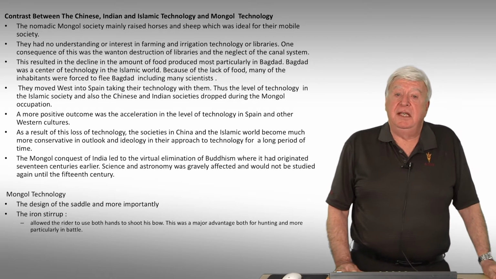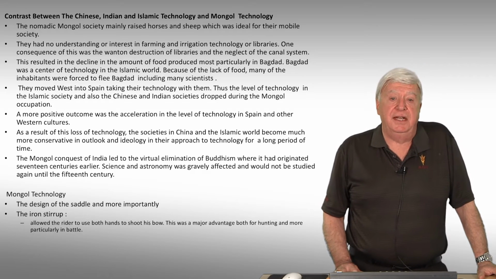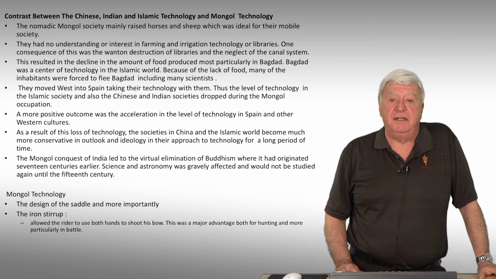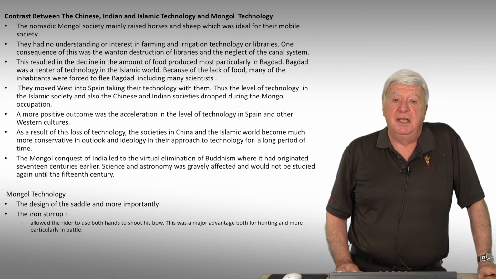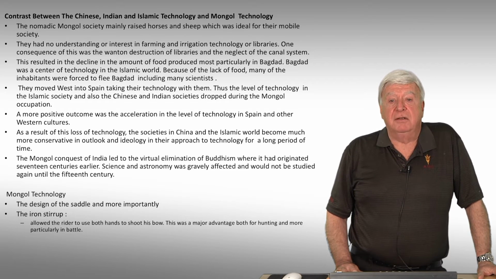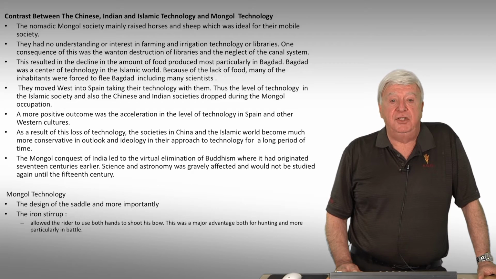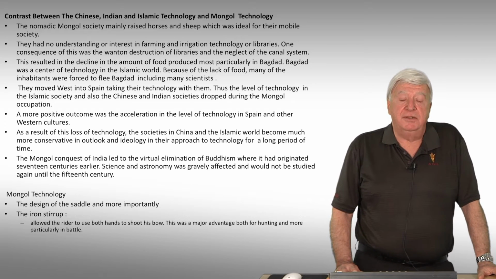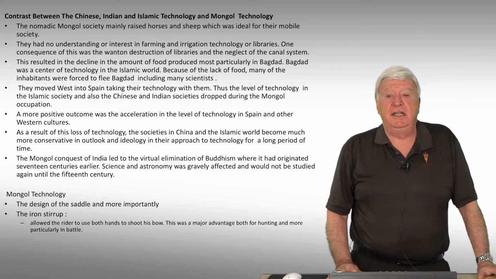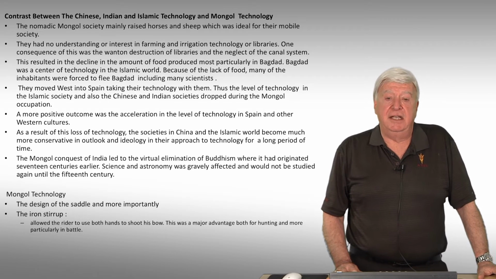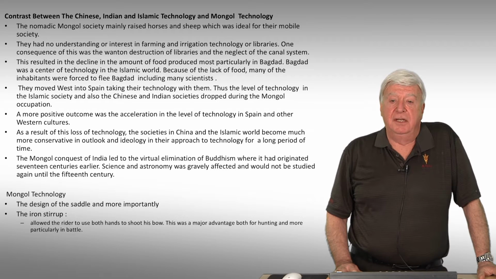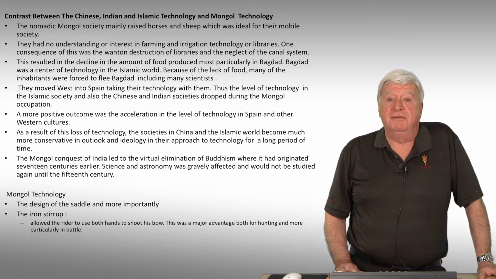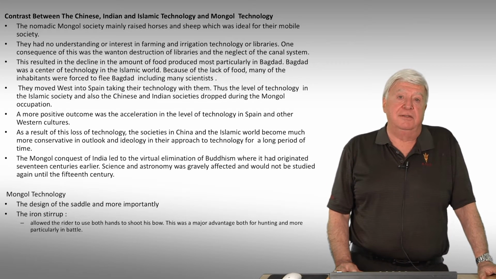Okay, Pacey in this section is highlighting the contrast that existed between a highly evolved technology by the Chinese, Indian, and Islamic societies and a much more primitive Mongol society. The nomadic Mongol society mainly raised horses and sheep, which was ideal for their mobile society. They had no understanding or interest in farming and irrigation technology or libraries. One consequence of this was the wanton destruction of libraries and the neglect of the canal system.